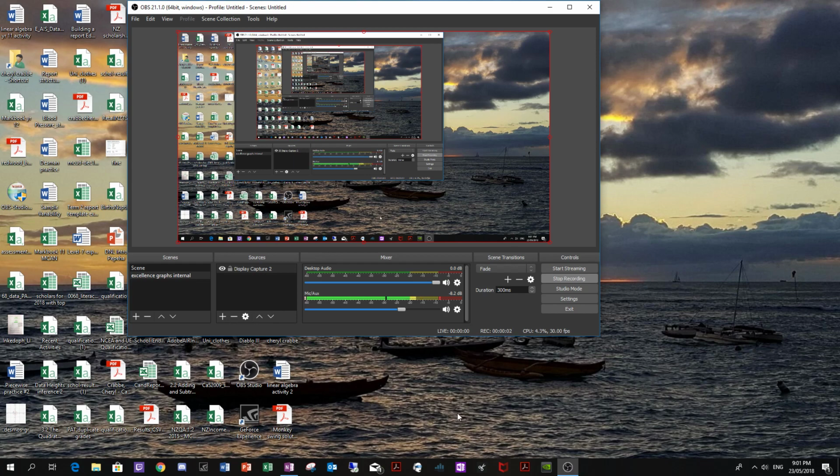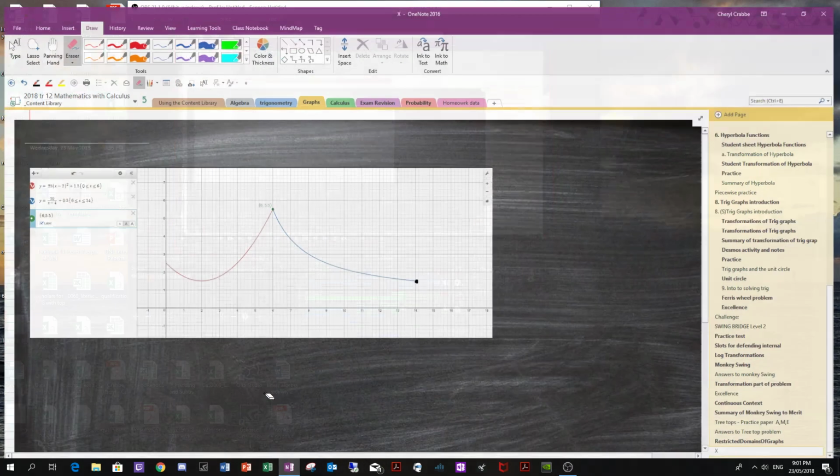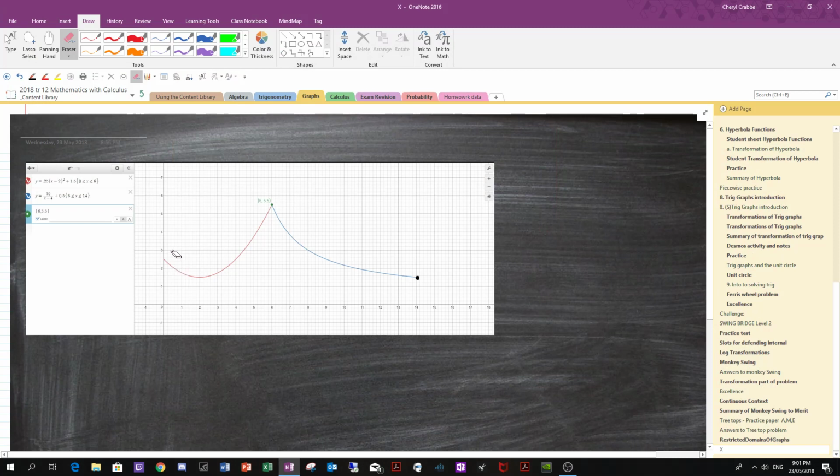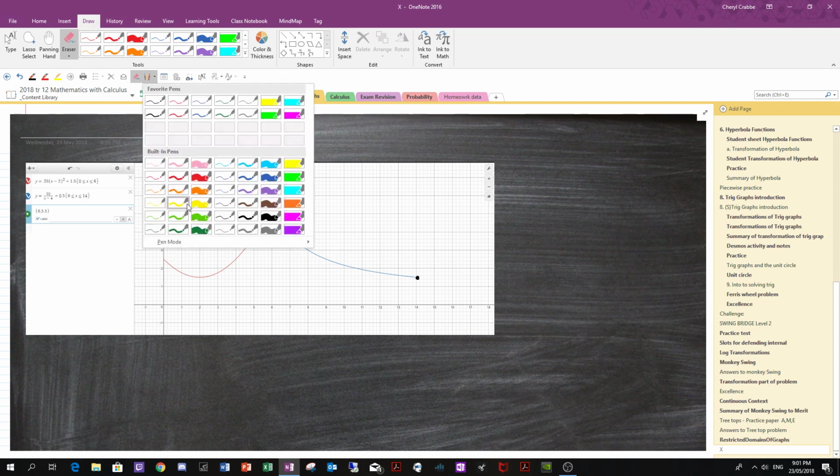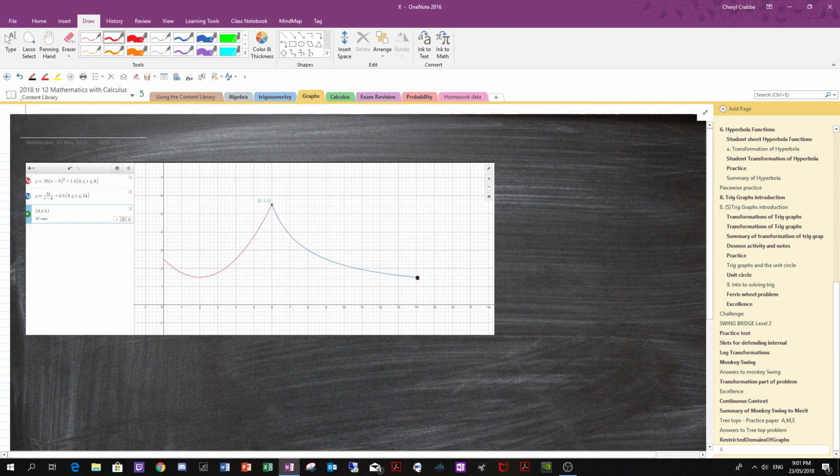Okay, let's take a look at the generalization problem. So we've got our graph, and we've talked about the fact that we have to have this endpoint, and we have to know what that is in order for us to continue with the graph. So we know that that point is 14 and 1.5.